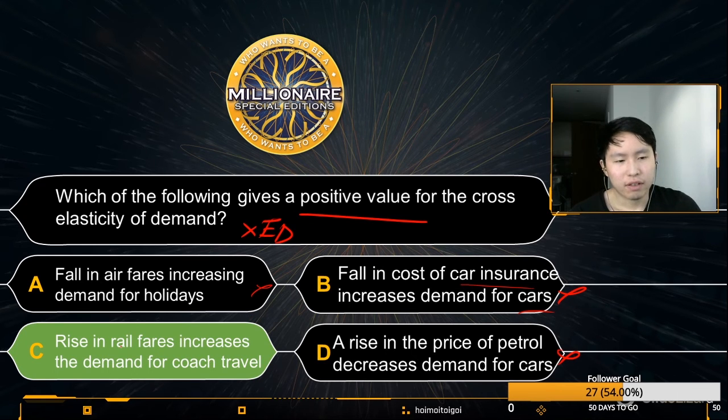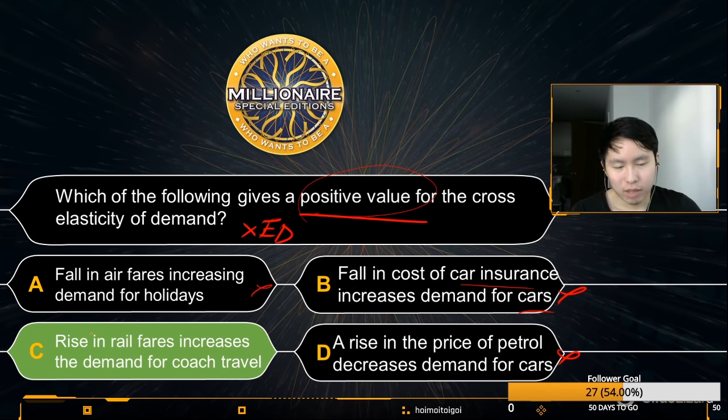So if you're taking the rail, then you probably won't take the coach. Or if you're taking a coach, you won't take the rail. Or if you're going to Birmingham or Manchester or wherever, or up north in the middle of nowhere. So yeah, C would be substitutes, therefore they would have positive value for the cross elasticity of demand.